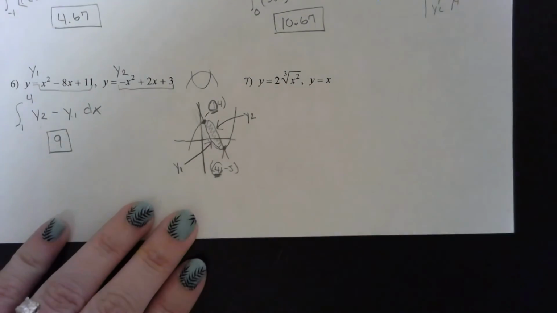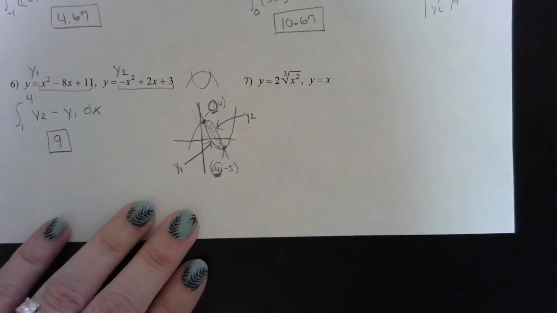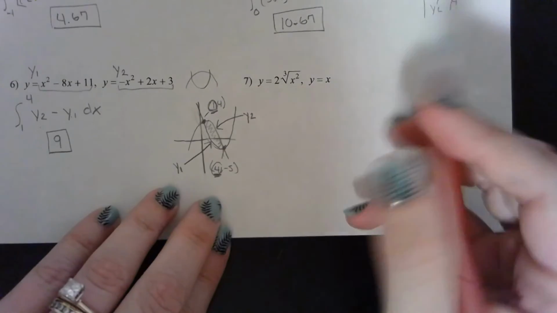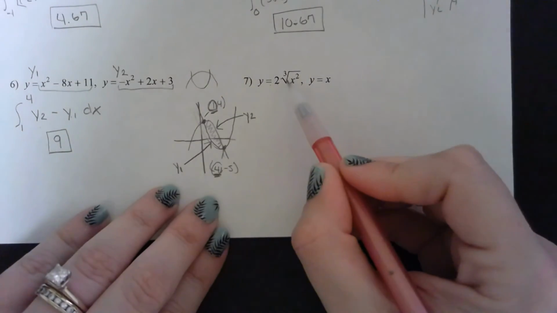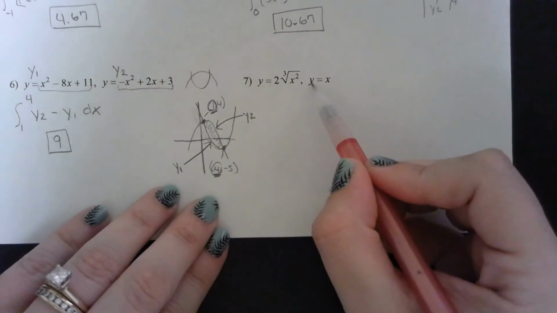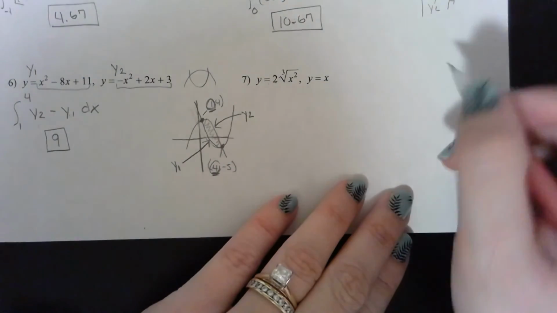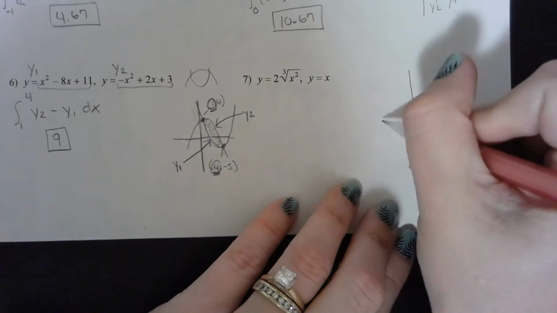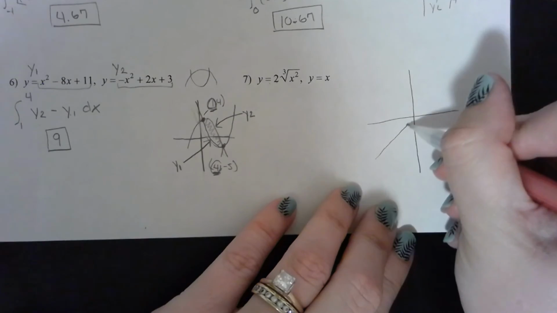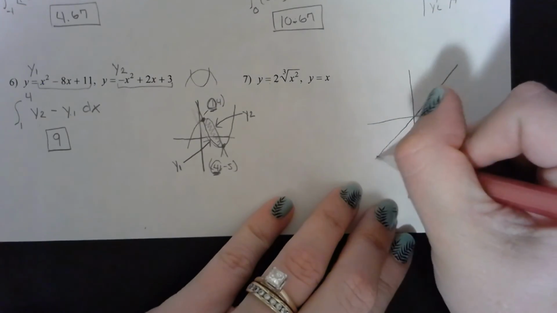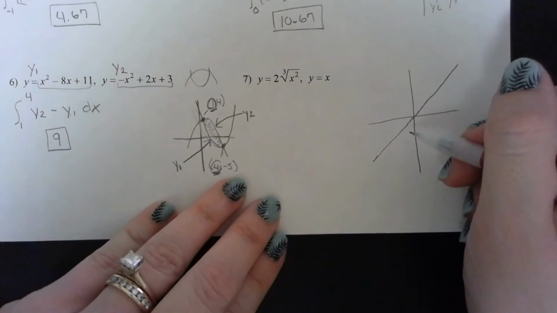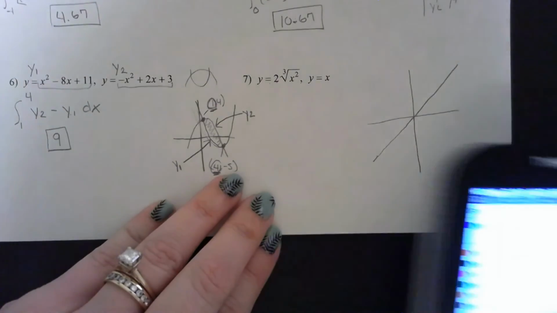Okay, and then moving on to the last one here, number 7, we have the function y equals 2 times the cube root of x squared, and the function y equals x. The function y equals x, very easy. Everybody should be able to say, here's the function y equals x. So that's going to be my y2 function. So I'm going to go to my calculator.